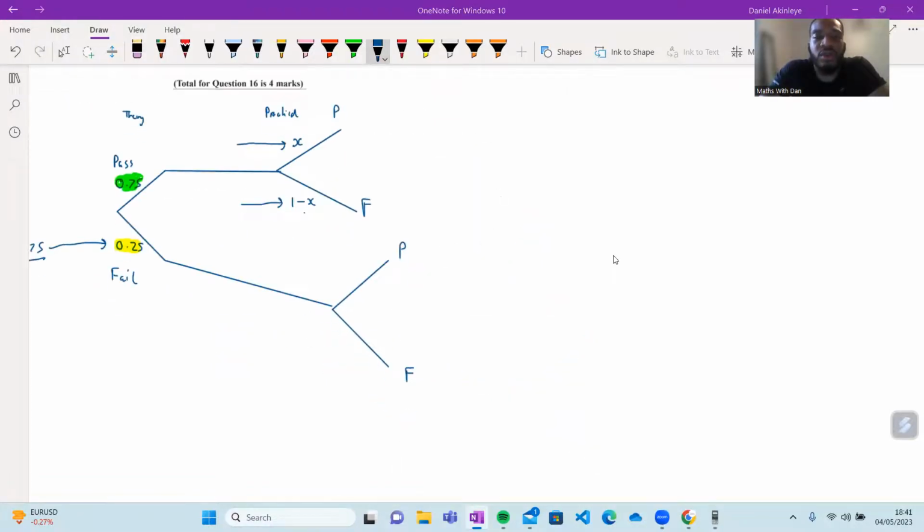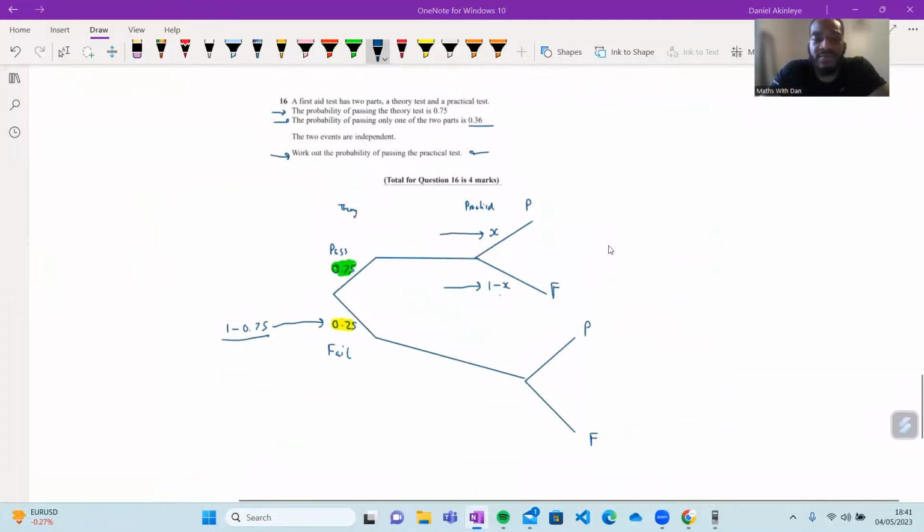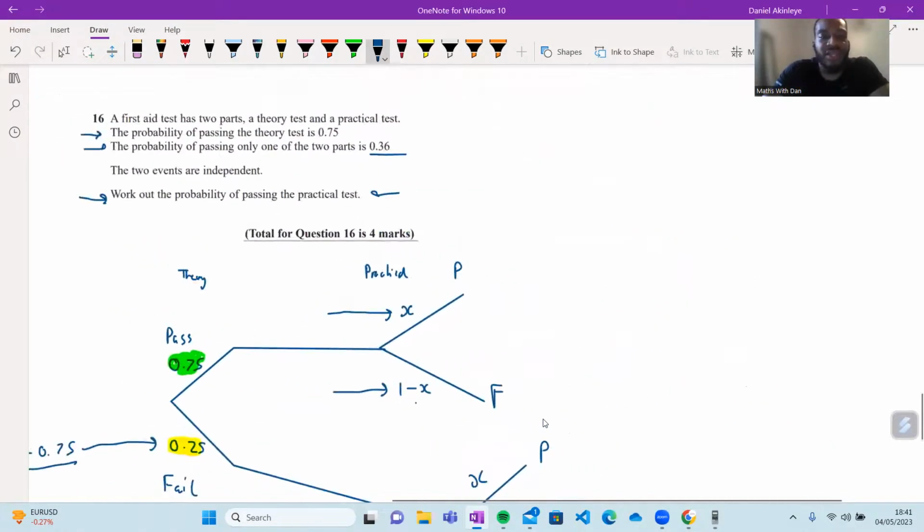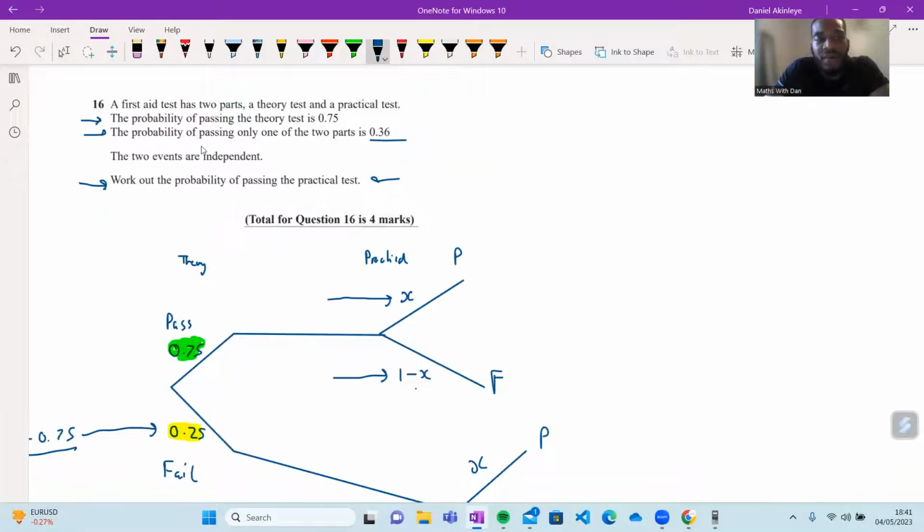Now remember, this is just the same thing on the bottom. So let me just put this here. This will be x here, and this will also be 1 minus x. Now we're gonna look at that sentence in question. Yeah, that third sentence there. The probability of passing only one of the two parts is 0.36. Now, when we have stuff like this, this is some sort of scenario. When I'm doing these types of questions in an exam, before I start using numbers, I like to ask myself, well, what is the scenario whereby this event can happen? What is the event whereby I only pass one of the two parts of the test?